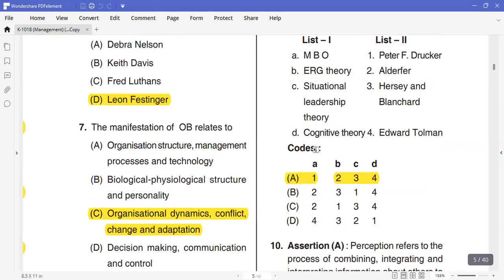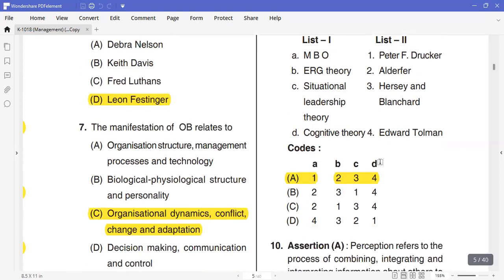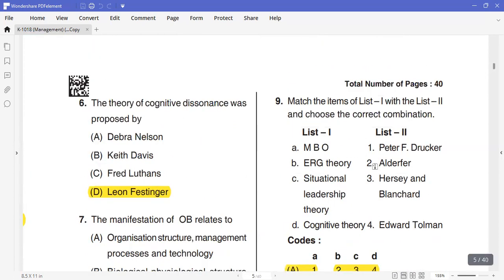Now we'll go to question number 9. Once again, match the following. So list 1 and list 2, you have to compare and you have to choose the correct combination. Management by objective or MBO was proposed by Peter F. Drucker. ERG theory is proposed by Alderfer. Situational leadership theory is given by Hersey and Blanchard. And the cognitive theory is actually given by Edward Tolman. So the correct option for question number 9 is A.